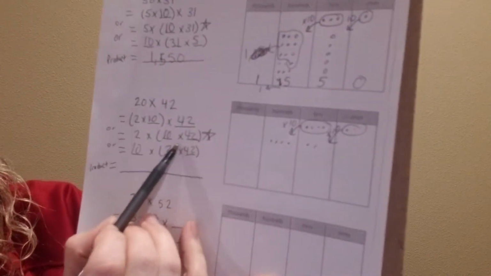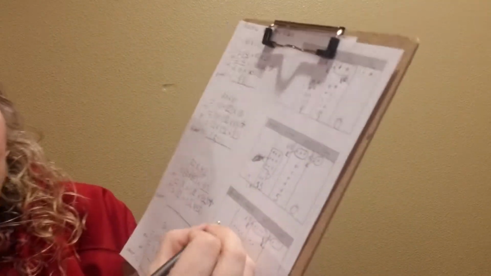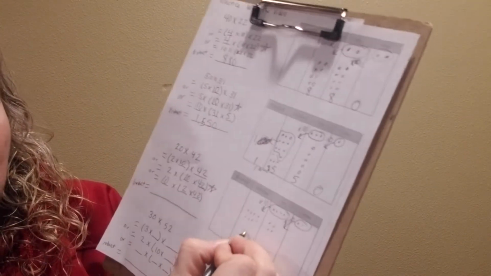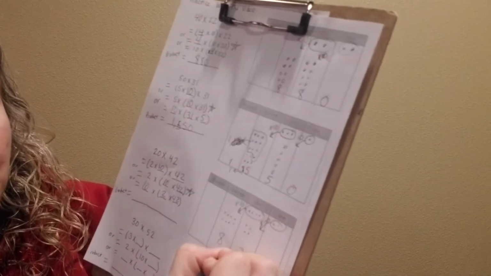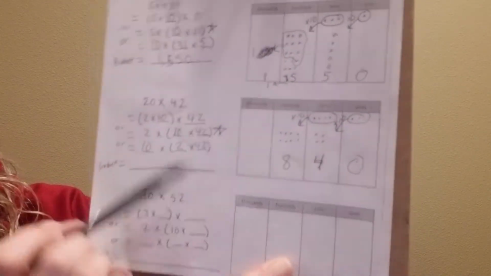Okay, that would be 420, and I need to multiply it by 2. I need 2 groups of those. So now I have 8 hundreds, 4 tens, and 0 ones. So 20 times 42 equals 840.